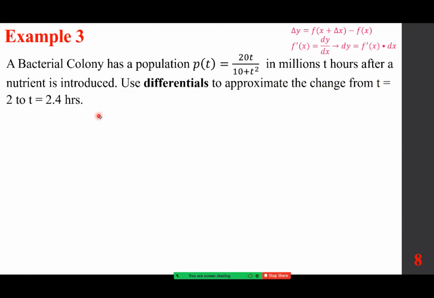So the very first thing is, what is given? t is 2. And the change in time, delta t or dt, is the change in time, 2.4 minus 2. That's the first thing we should notice. So what is given? t is 2 hours. dt or delta t is the difference between the two, which gives us 0.4 hours.